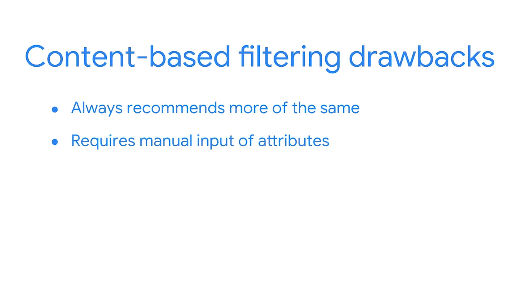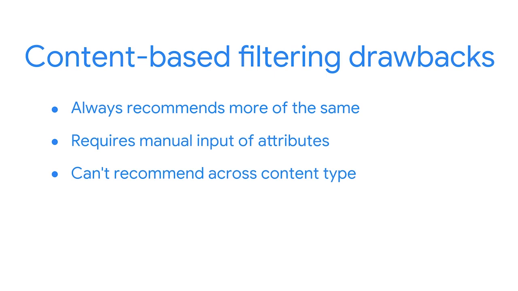Finally, content-based filtering is ineffective at making recommendations across content types, because different content types don't use the same features. For instance, a book doesn't have beats per minute, so the same streaming service won't be able to use your song preferences to recommend a new novel. So the use cases can be limited.